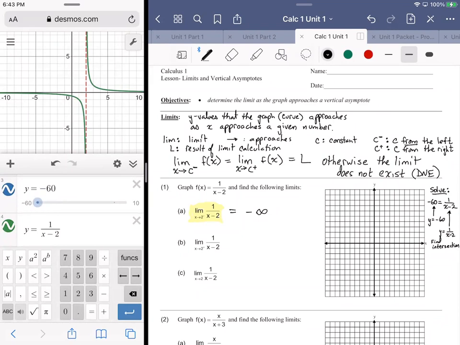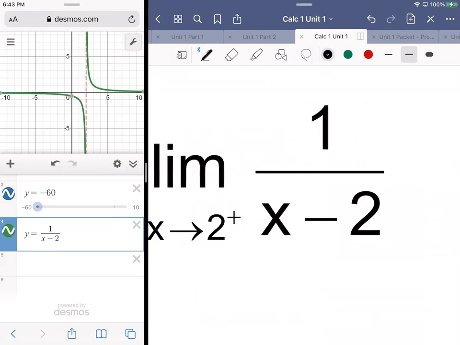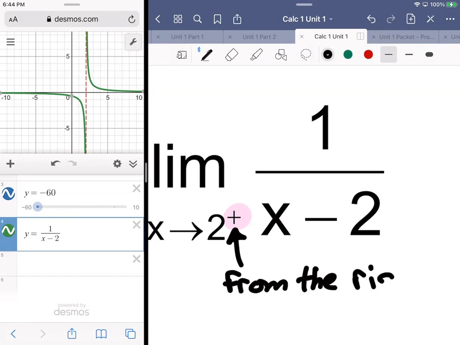So coming in from the right, same idea as you go from right to left. That little notation here, that little plus sign, again, it means coming from the right, not to the right, but from the right.